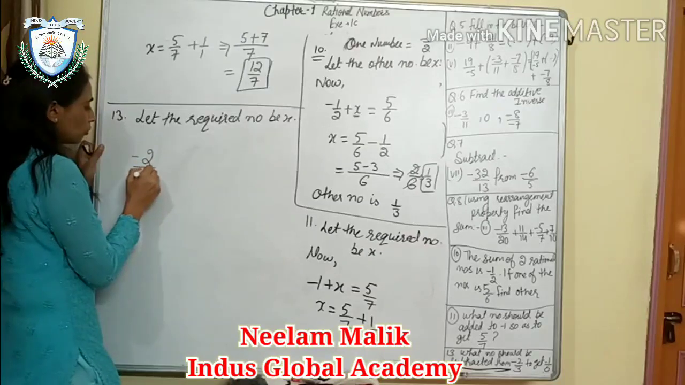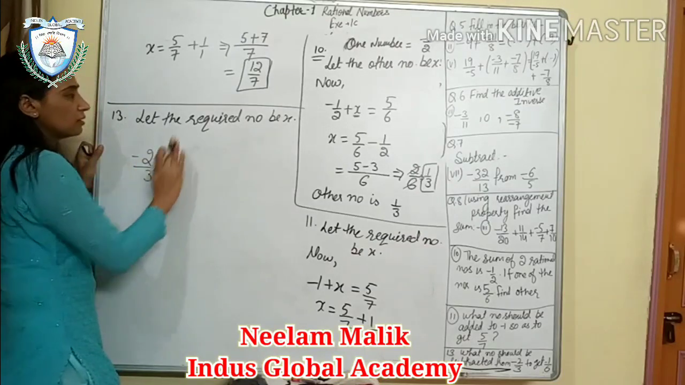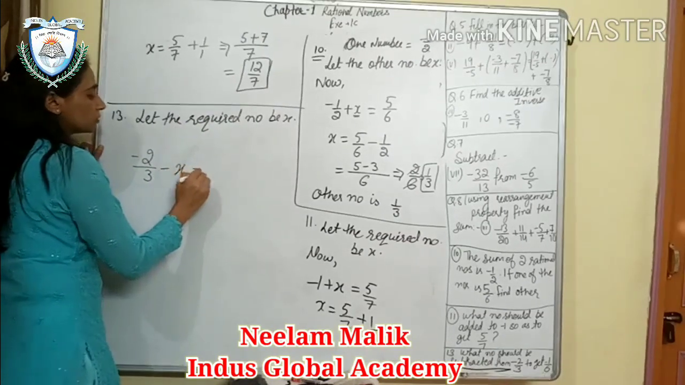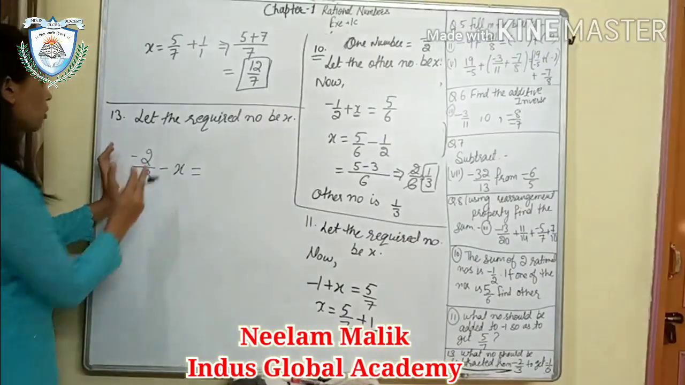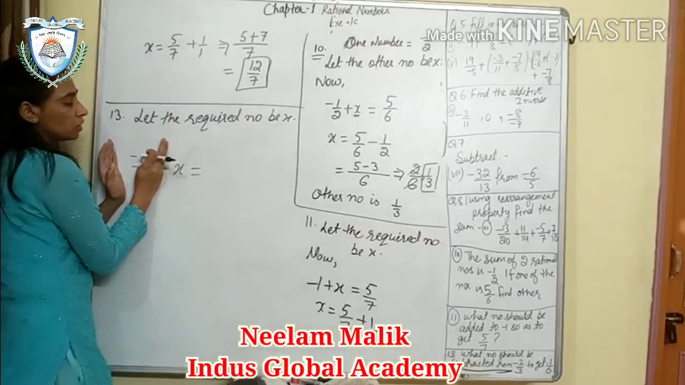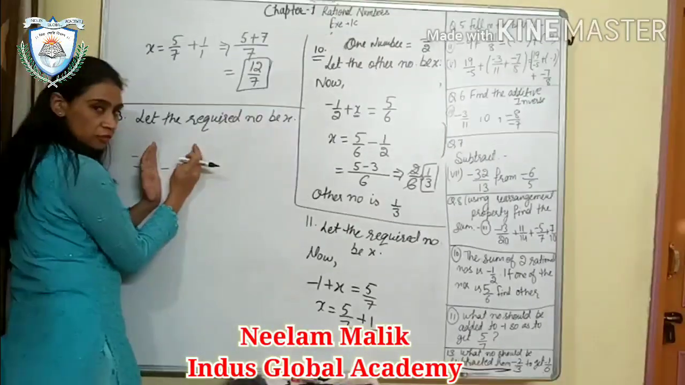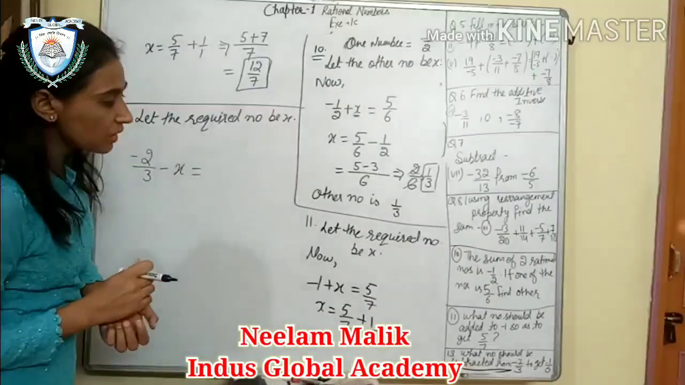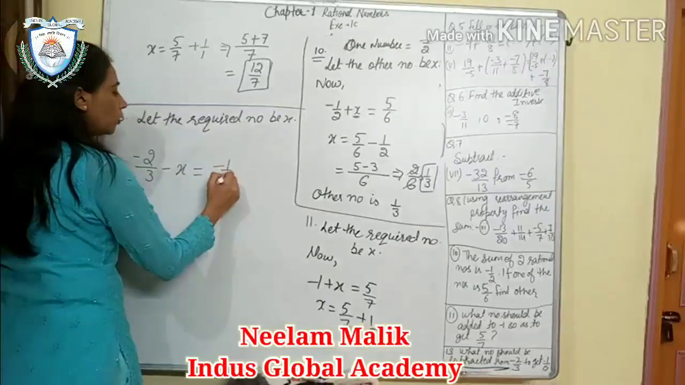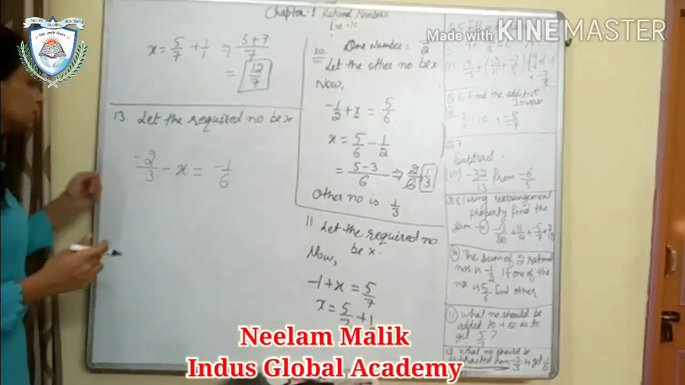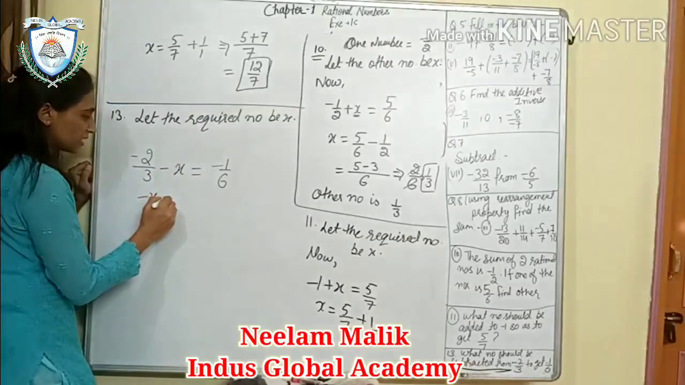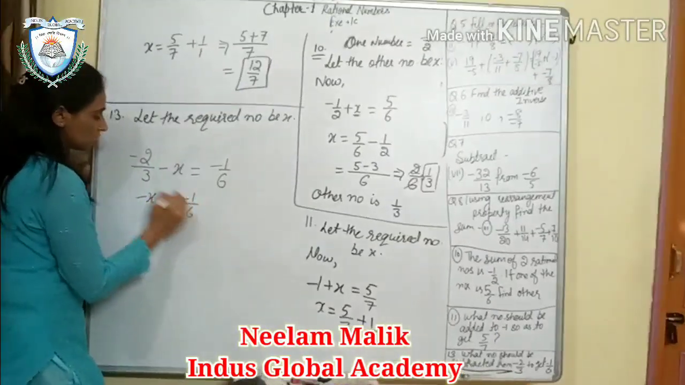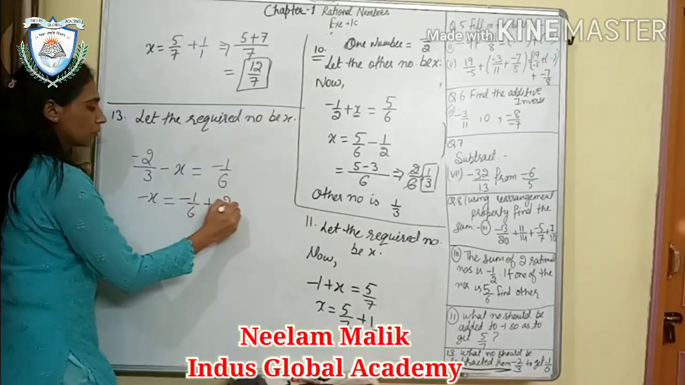We have to subtract that number from minus 2 upon 3. The statement is what number should be subtracted from minus 2 upon 3. So we subtract x from that, and we will get minus 1 upon 6. Now this is very easy. It will stay here and this will go to the other side. So here will be minus x equals minus 1 upon 6. The sign will be changed, plus 2 upon 3.